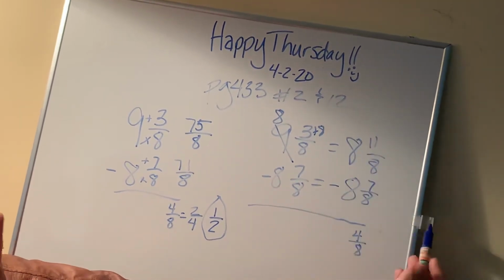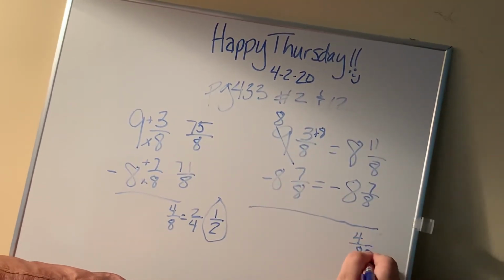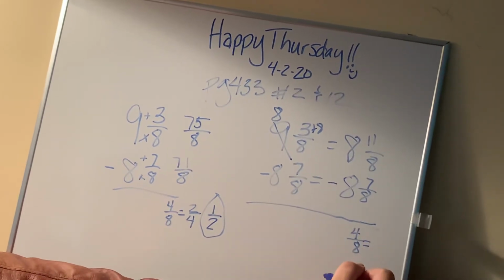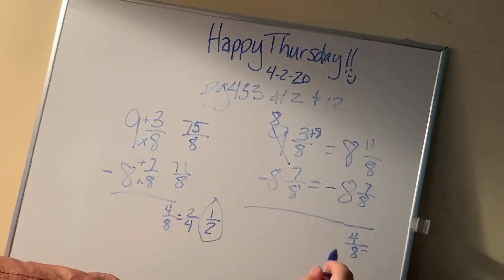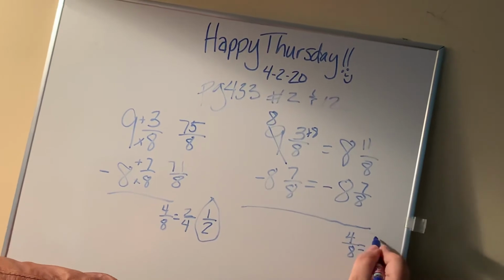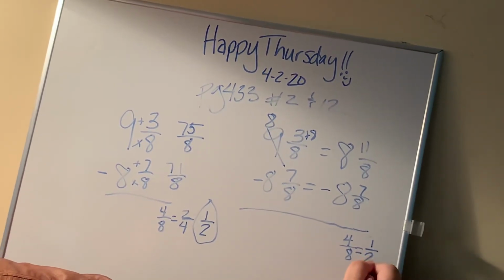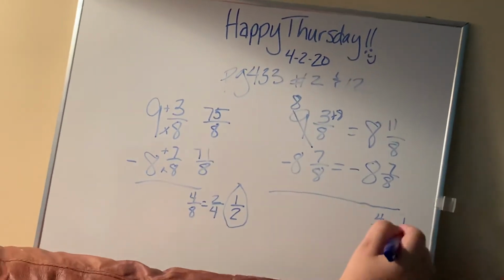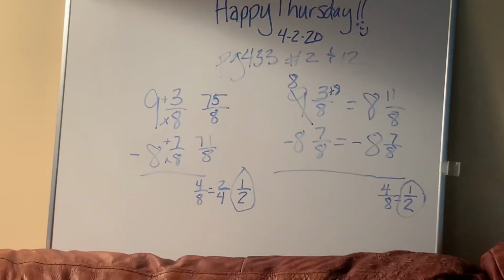8 minus 8 leaves me with nothing. So I'm just left with 4/8. Okay, reduce it. What number will go into both 4 and 8? Well, 4 will. 4 will go into 4 one time. 4 will go into 8 2 times. And there is your answer again, 1/2.